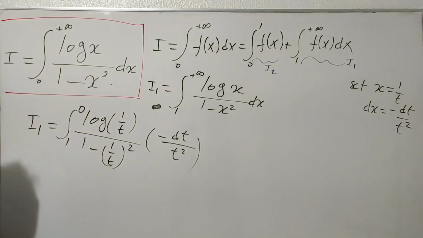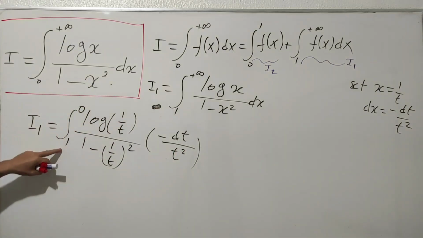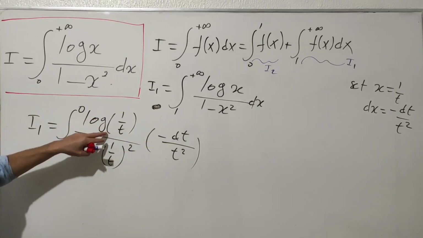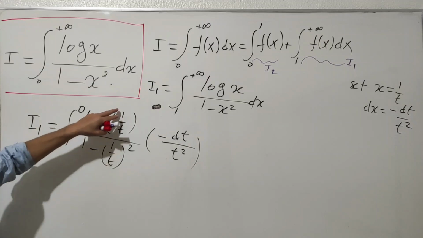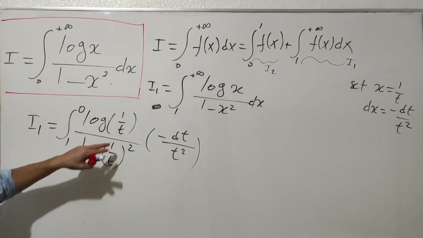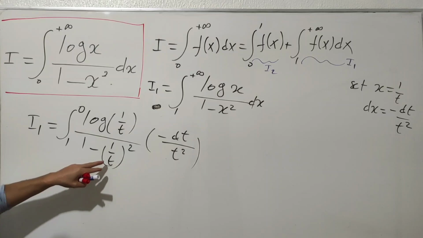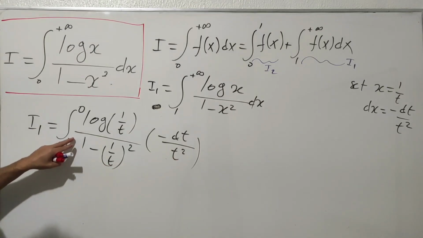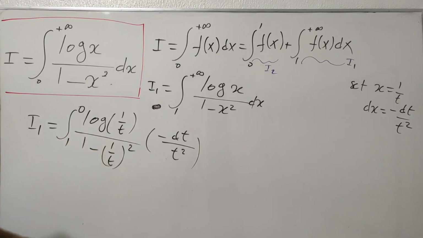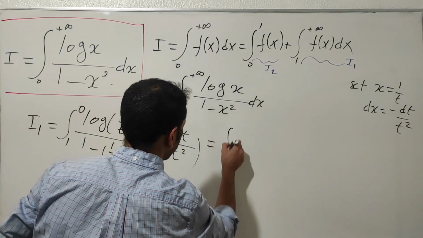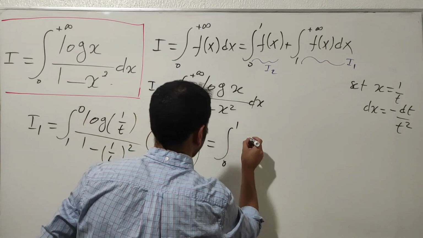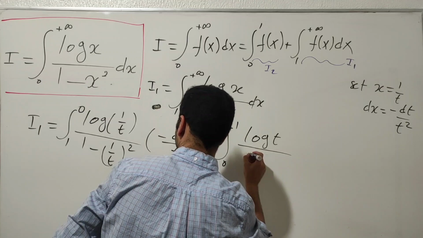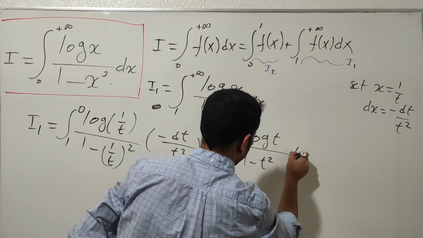Now we'll have a lot of cancellation here, so I'm going to flip this bound, then this minus sign will be cancelled out. Also, the log of 1 over t becomes minus log of t. This one will be cancelled out with this t squared here. Then multiplying the numerator by t squared, I get t squared minus 1. So at the end, you will have the integral from 0 to 1 of logarithm t all over 1 minus t squared dt.